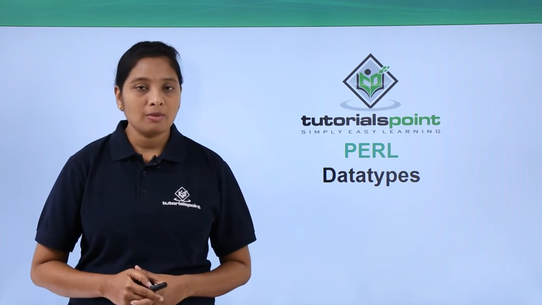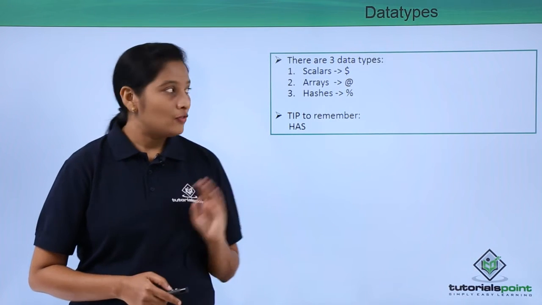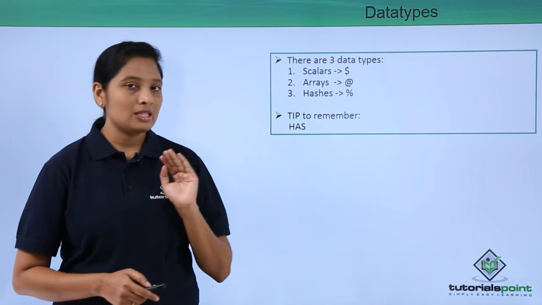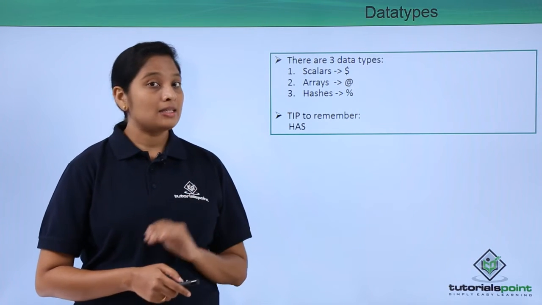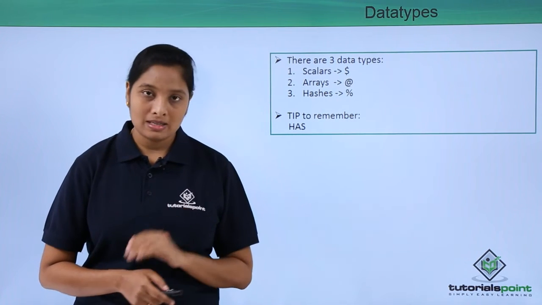In this video, I am going to explain about the data types. There are three data types in Perl. Firstly, the scalars, arrays and hashes. Scalars are symbolized with the symbol $, arrays are symbolized with @, hashes are depicted with the symbol %.